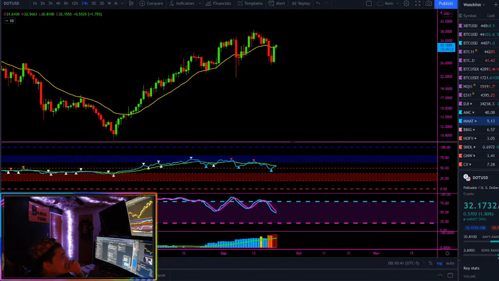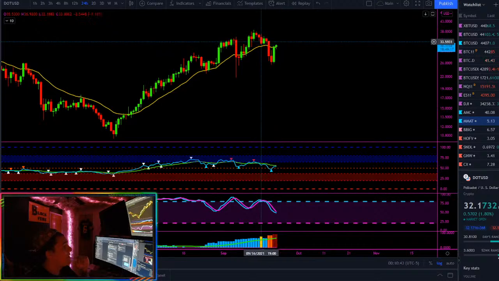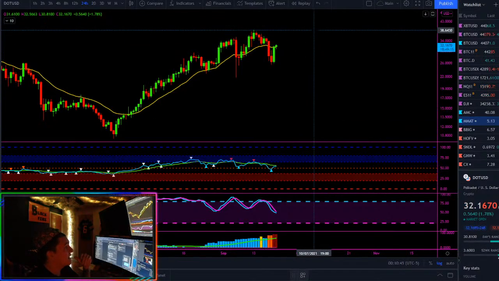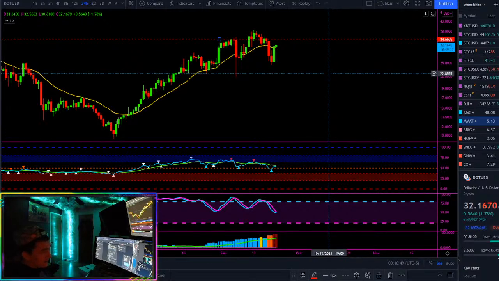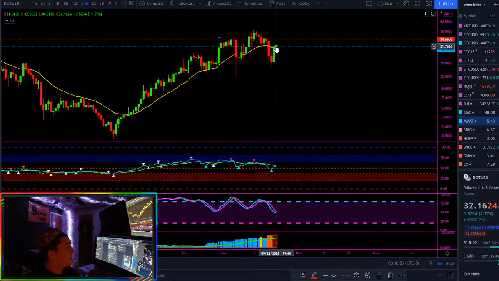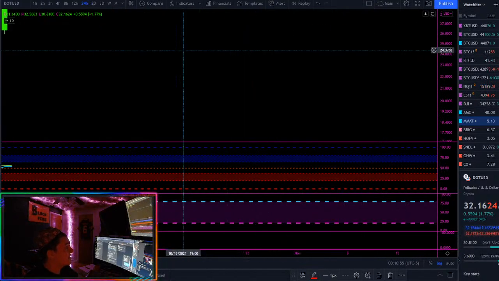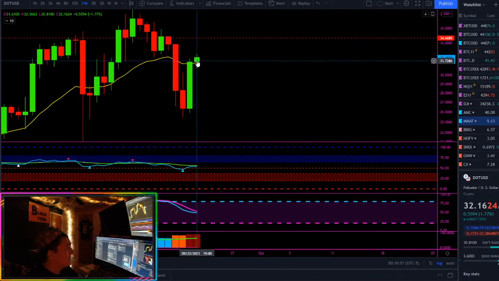This one's confusing. I'd say if we close back above the 21 exponential here, maybe we see a test back up to 34.60. That would be my next target here with that open and closure, right? Because we did close yesterday's candle above the 21, and this candle would be indicative of an open and closure above the 21 to confirm a movement back up.